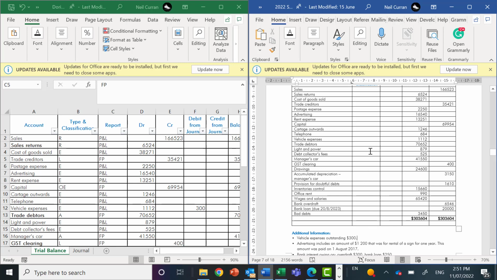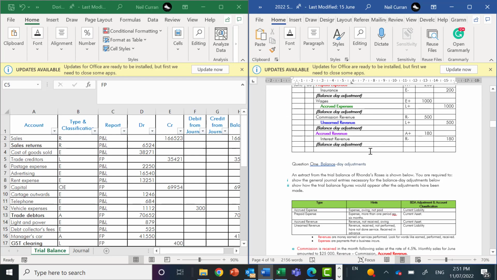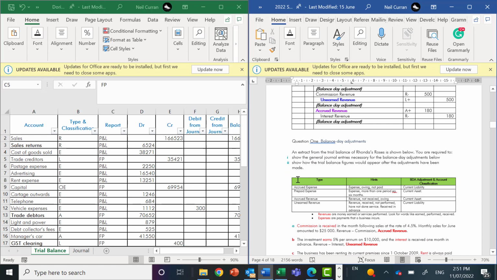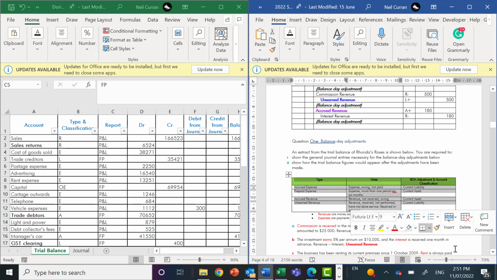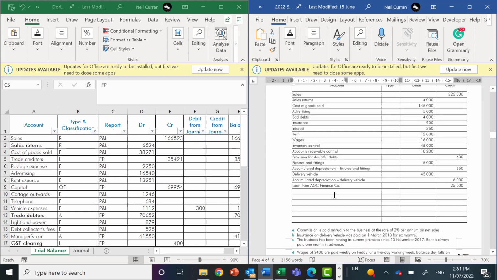Look in your notes, and I'm just going to scroll up here, you'll notice that we have done a little pro forma cheat sheet here for you. You should use that when deciding what type of balance day adjustments you actually have. So we are going to go through these now.